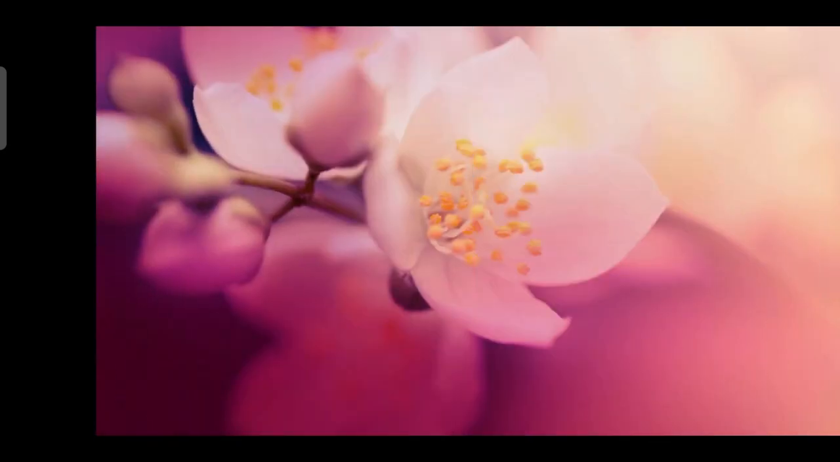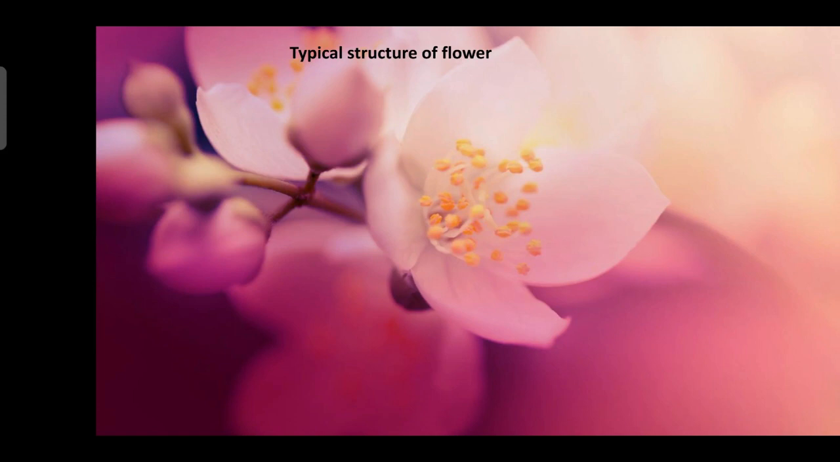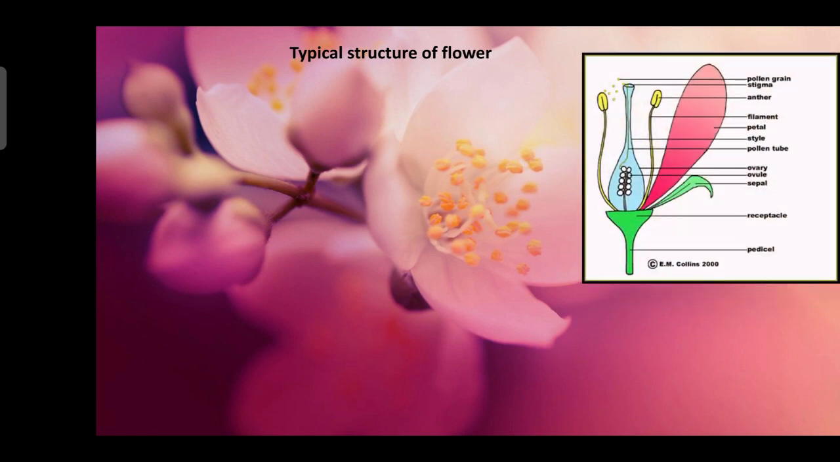Okay, so now we'll study the structure of a typical flower. What is a typical flower? A typical flower means a common flower. It can be any flower, but this typical flower will have all the parts that the other flowers have. The best example is the hibiscus flower. So we should know what a flower is first.